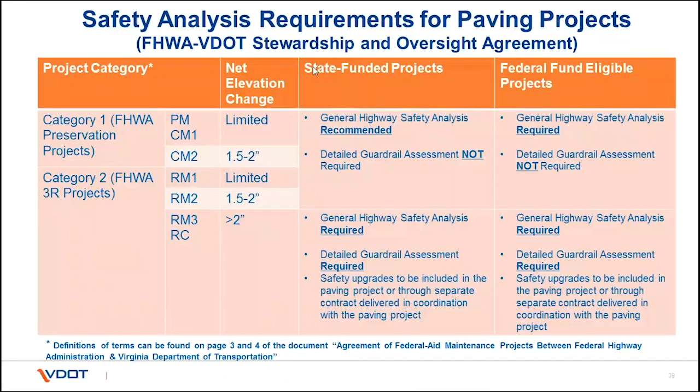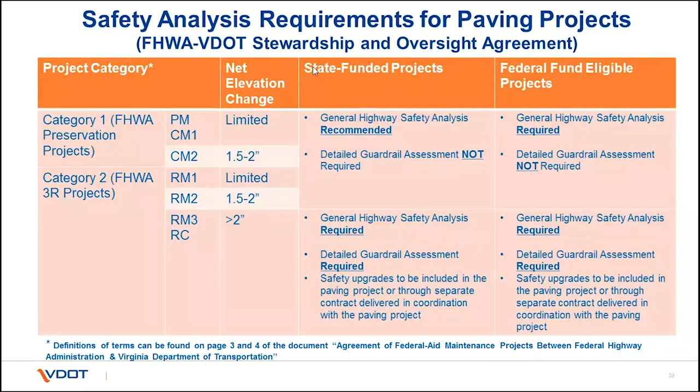In the past, for state-funded projects, the general highway safety analysis was only recommended, but if it is developed as a federally funded or federally eligible project, then a general highway safety analysis is required for this project. However, a detailed guardrail assessment is not required for the Category 1 projects.